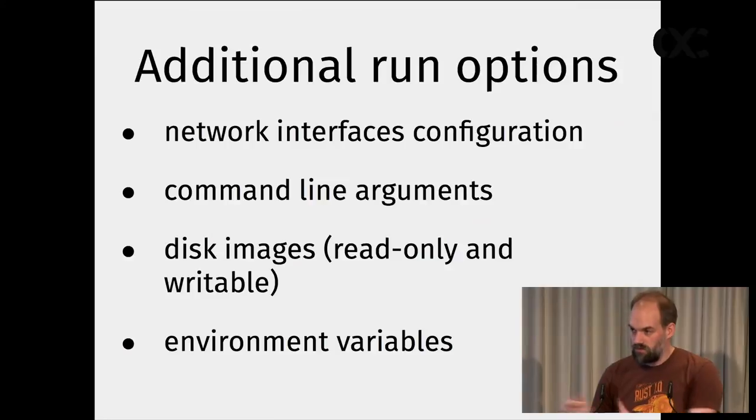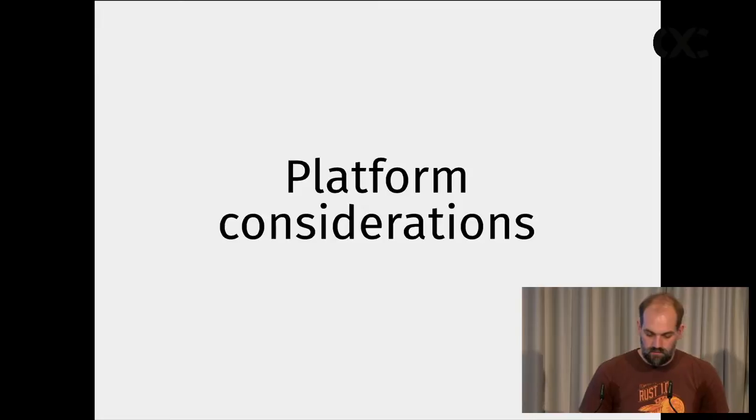Just to cover them, there are obviously additional run options for rumprun. It can configure network interfaces and command line arguments to the actual application. It can attach disk images, read-only and writable, and you can set environment variables. That's all you usually use in normal deployment, and you can do that here as well.